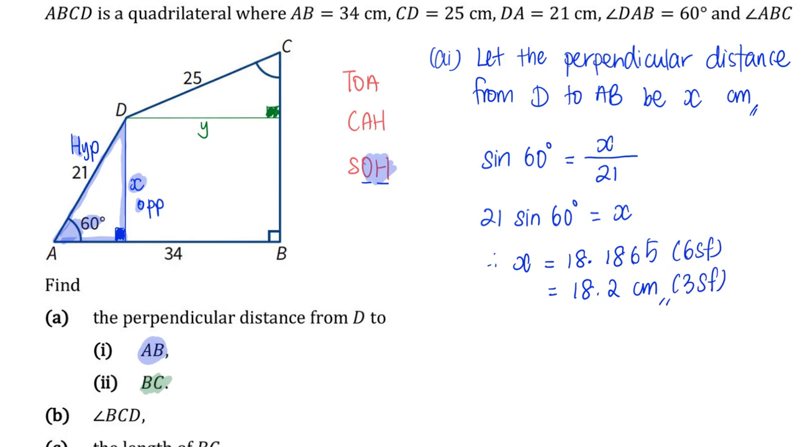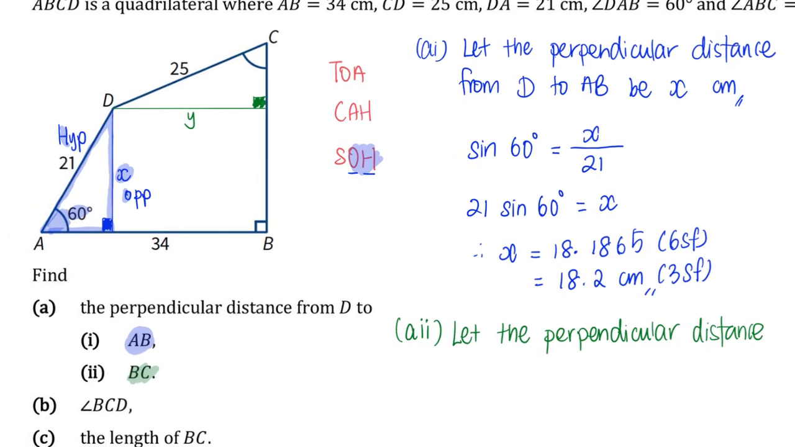For part 1. Part 2. Same thing. Just write out the short statement. I'm going to let the perpendicular distance from D to BC be Y cm.